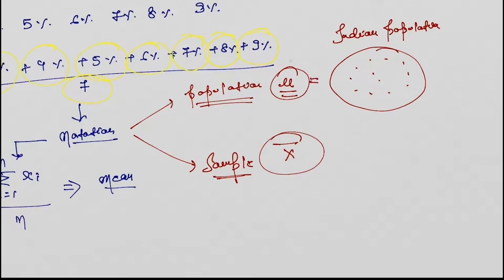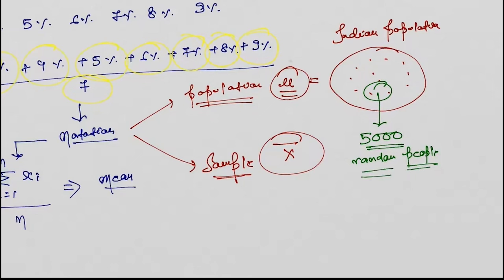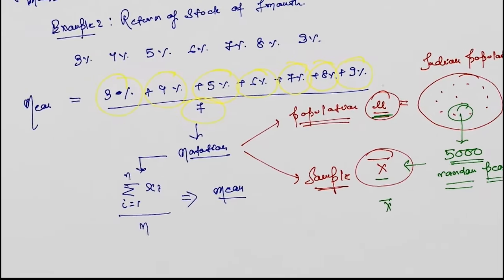However, because it is a time-consuming process, another approach is to take a sample of 5000 random people, take the summation of the ages of those 5000 people and divide by 5000. This is a sample mean. So you should be aware of the notation. If it is population, you should use the Greek symbol mu, and if it is sample, you should use x bar.